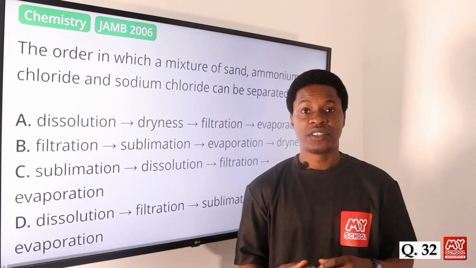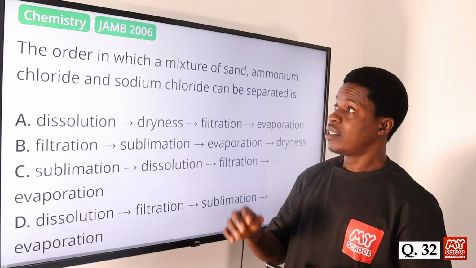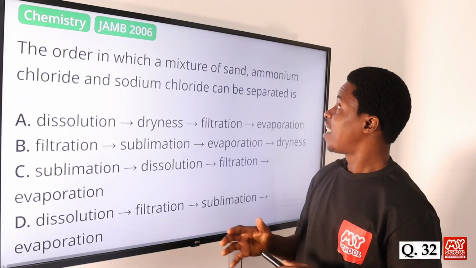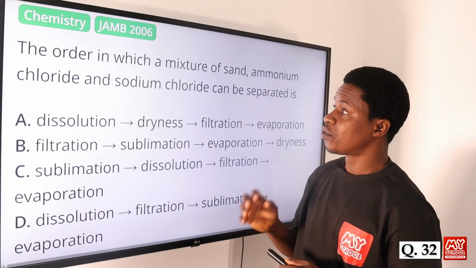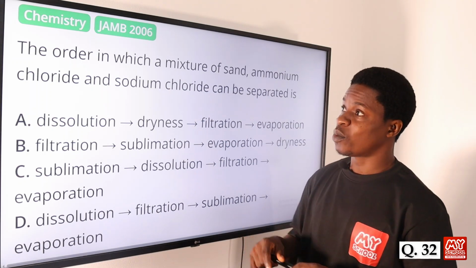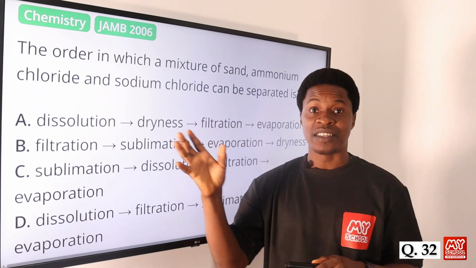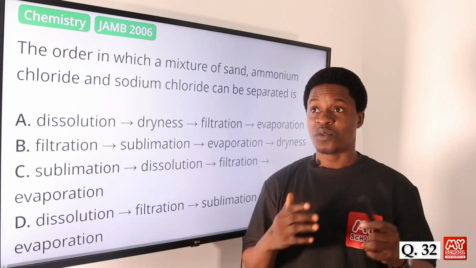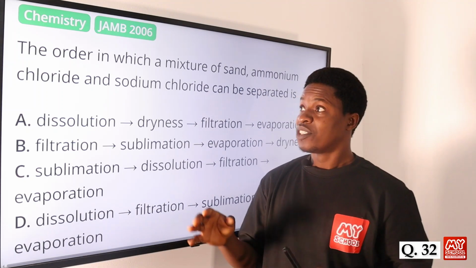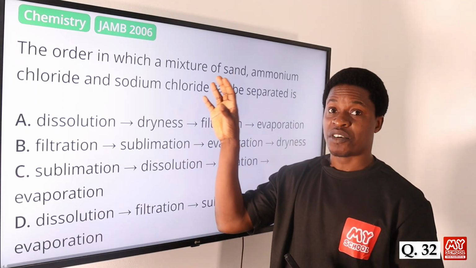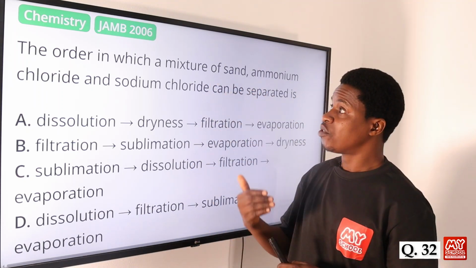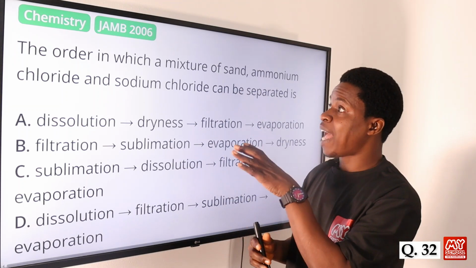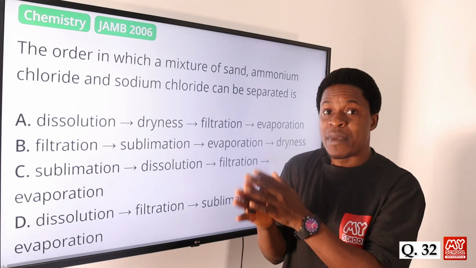Now let's move on to question number 32. The order in which a mixture of sand, ammonium chloride, and sodium chloride can be separated is what? This is a mixture. We talked about this in one of our video lessons in chemistry, so you can subscribe to look at separation techniques. Usually whenever you want to separate a mixture, you must look at the type of substances that make up that mixture.